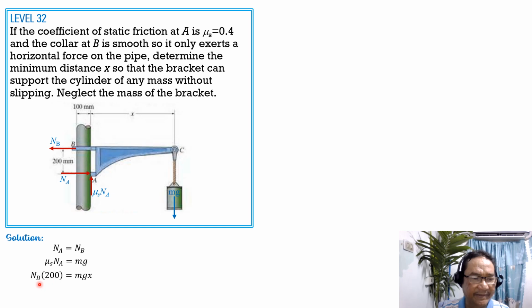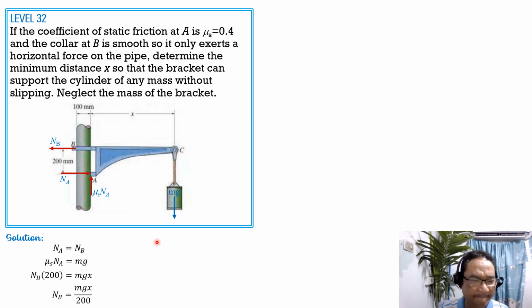Replacing Nb by Na, and Na is mg over mu sub s from this equation. So Nb is mgx over 200 from this equation.